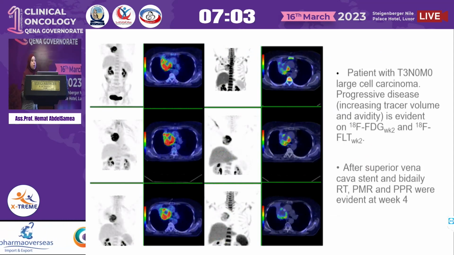This is one patient who has T3 N0 M0 large cell carcinoma. The first images show the tumor, and the second images after 2 weeks of initiation of chemotherapy show tumor progression. So there was change of the therapy, and the last images showed response.